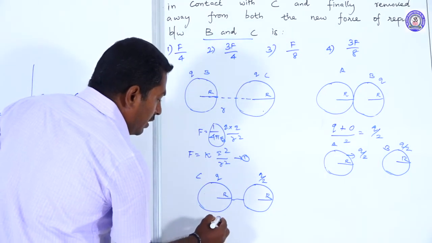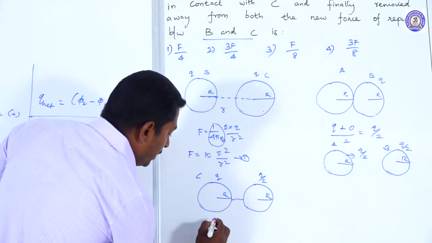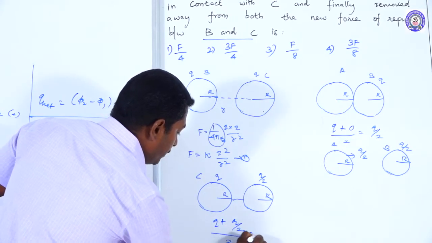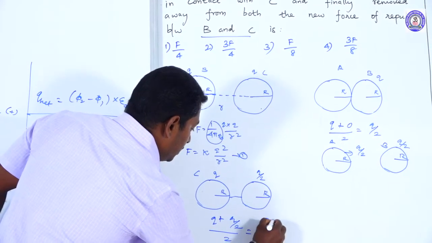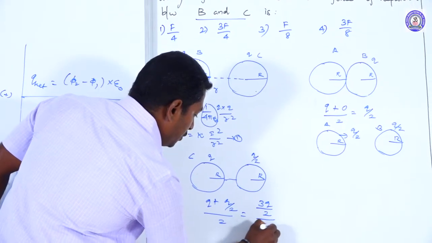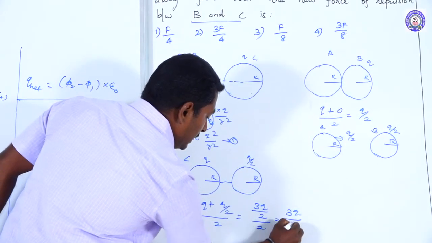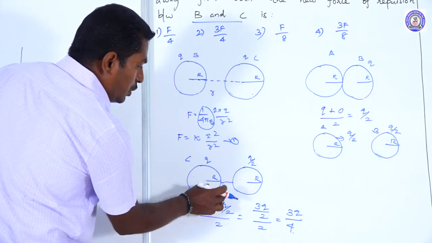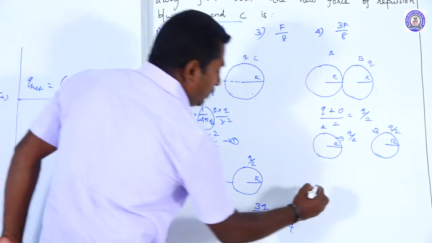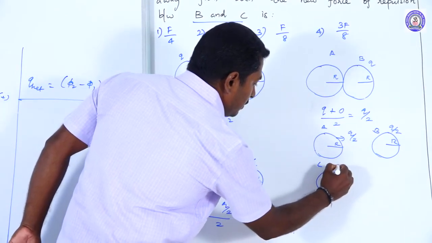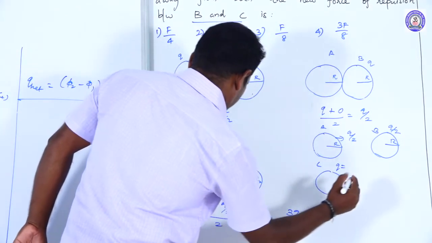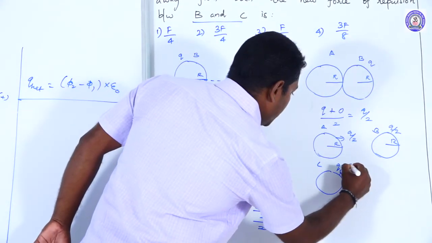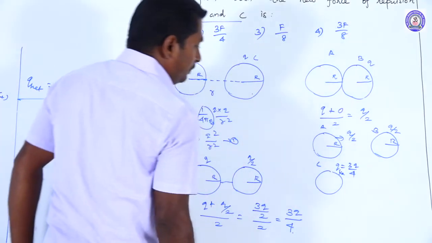After redistribution, what is the final charge on both the spheres? Q plus Q by 2 divided by 2, which is equal to 3Q divided by 2 divided by 2, then 3Q divided by 4. So after redistribution of charges, the final charge on the C sphere is equal to 3Q divided by 4.